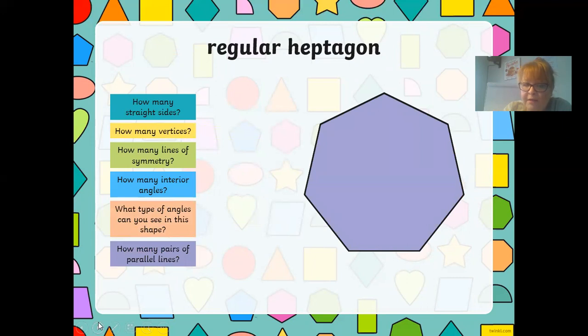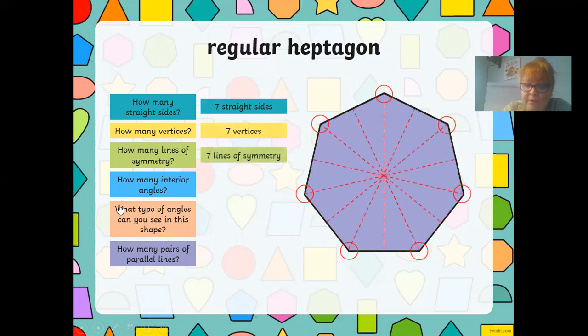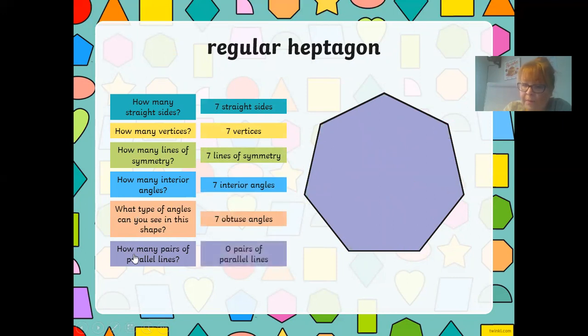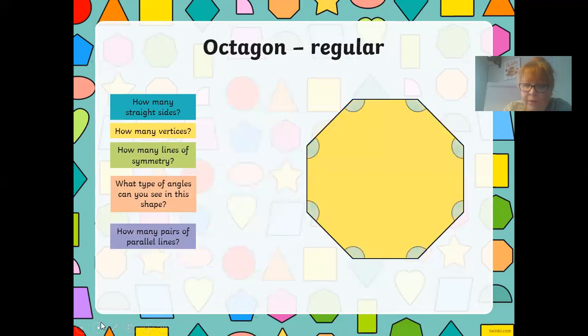A heptagon, so 7 sides. Okay, so that can help you work the rest out. Obtuse angles, no parallel lines. None of those lines there are parallel.